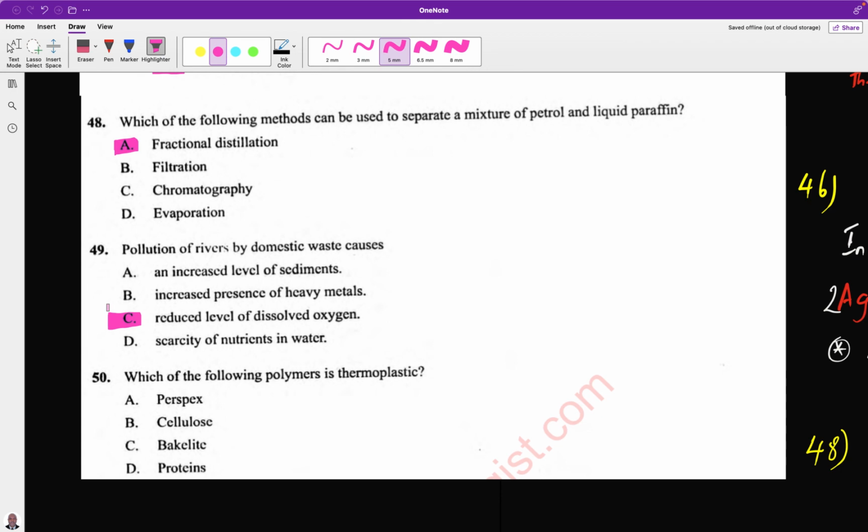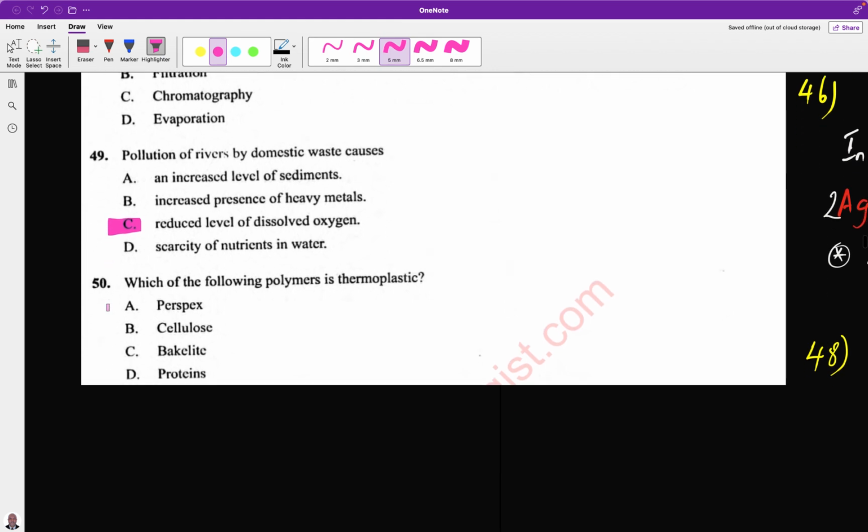And 50. Which of the following polymers is thermoplastic? Thermoplastic. Perspex, cellulose, bakelite, proteins. Thermoplastic, we cannot talk of cellulose, we cannot talk of bakelite, we cannot talk of proteins.